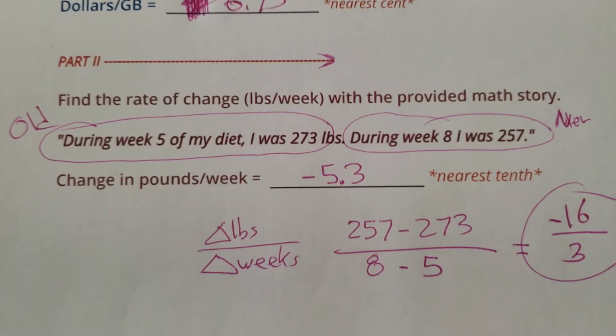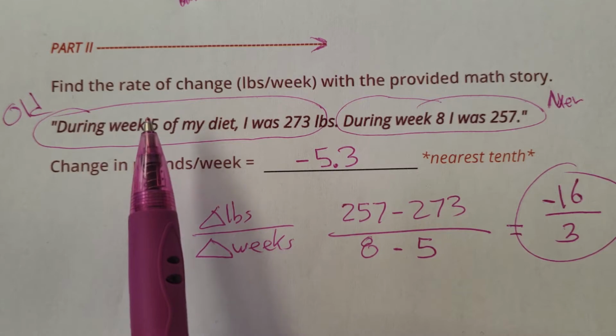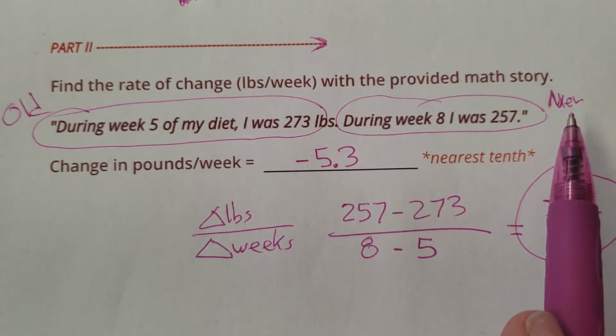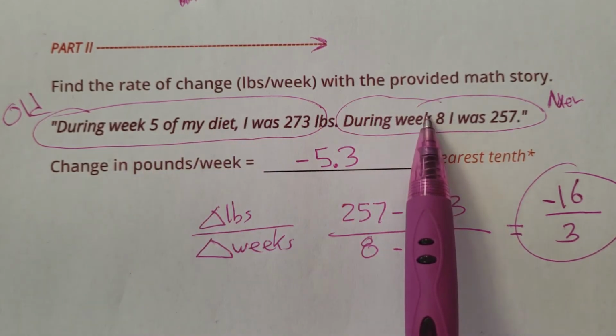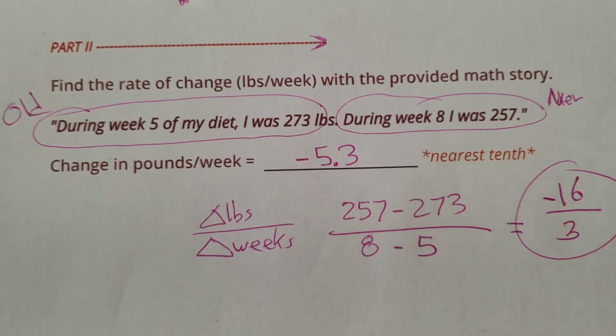What about in a story problem setting? Well, usually the beginning is going to be the old part of the story, and then the second part of the story is the new part, all right? Or just think chronologically, week 5 and week 8, that's probably an older time, that's a newer time. So let's do some math here.